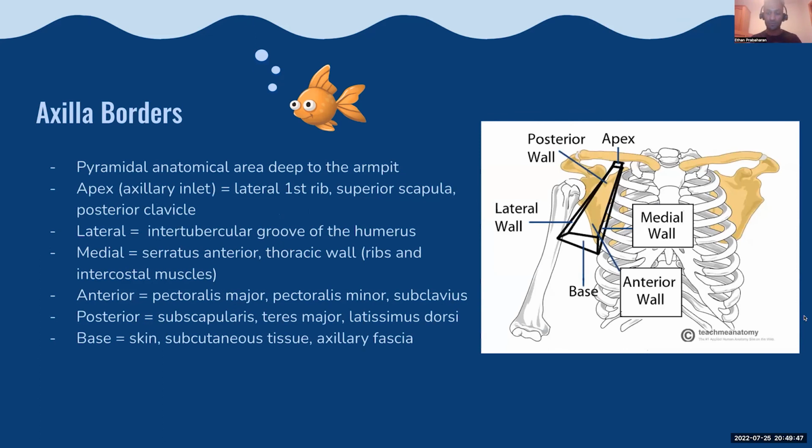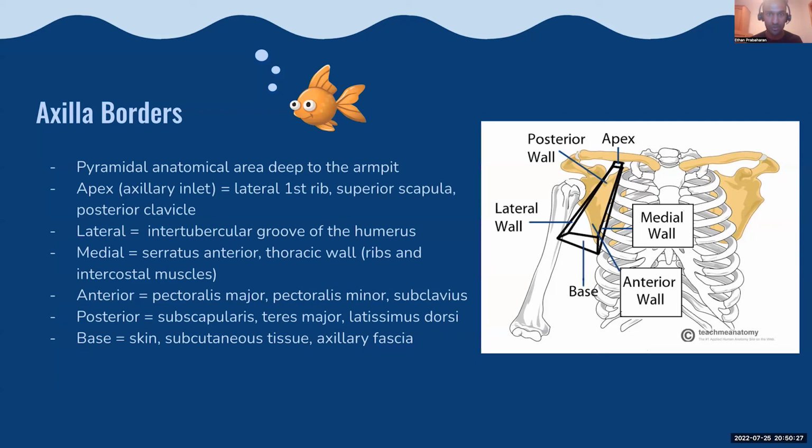All right, so now we're done with joints, we're done with bones, we're done with muscles, we're done with neurovasculature. Now we've got to get into spaces. And I've mentioned the axilla before. It houses the axillary artery. And basically it's a pyramidal space, which is sort of deep to your armpit. And if you look where it starts and finishes, it's going to house some pretty important structures, right? So this apex of the pyramid, which we call the axillary inlet, sort of the inlet to the axilla, is bound by the lateral or outside first rib, the superior or upper scapula, and the posterior or backward clavicle.